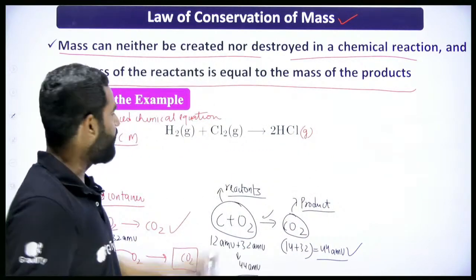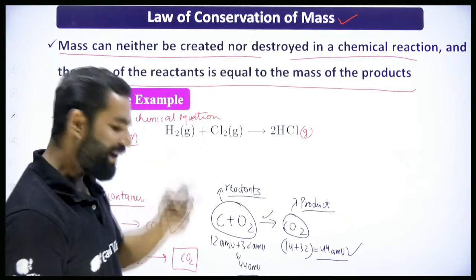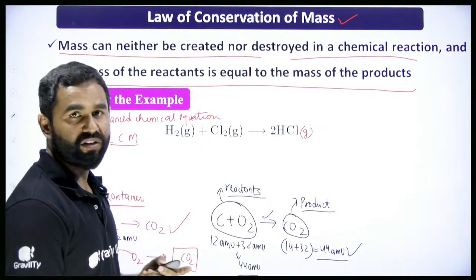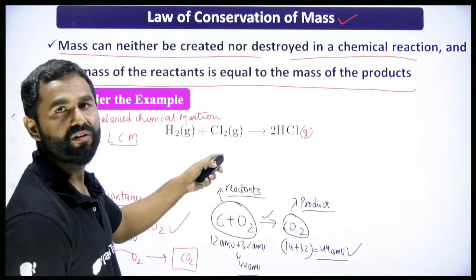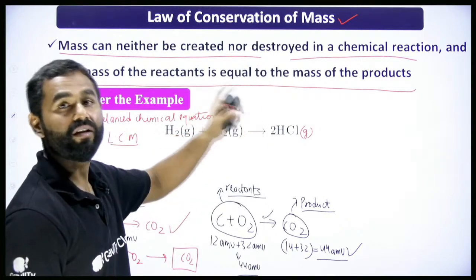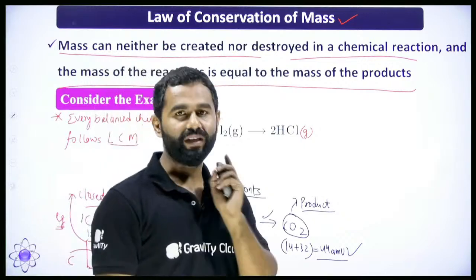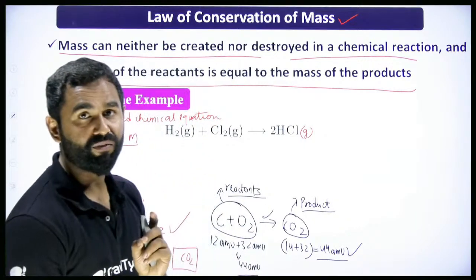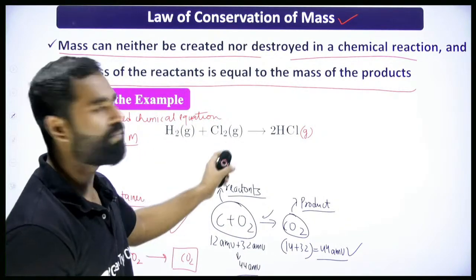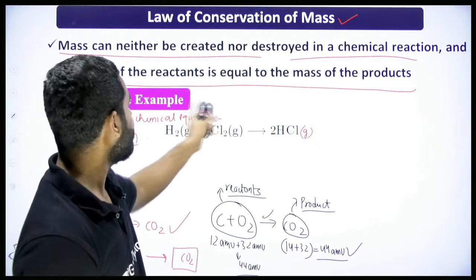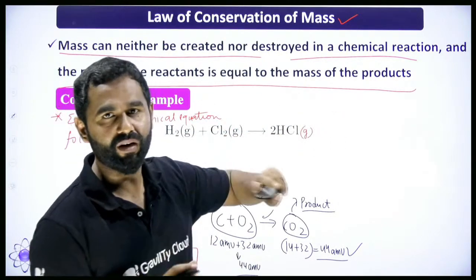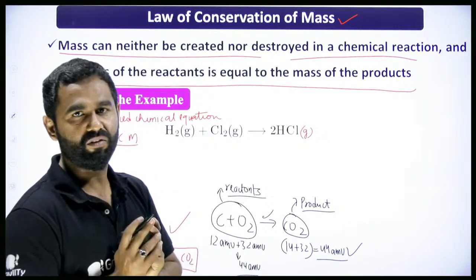First of all, check if it is a balanced equation or not. Balanced equation means what? The equation in which the atoms on the reactant side and product side are equal, right? Total number of atoms of each element on the reactant side and on the product side are equal. That is my balanced chemical equation.